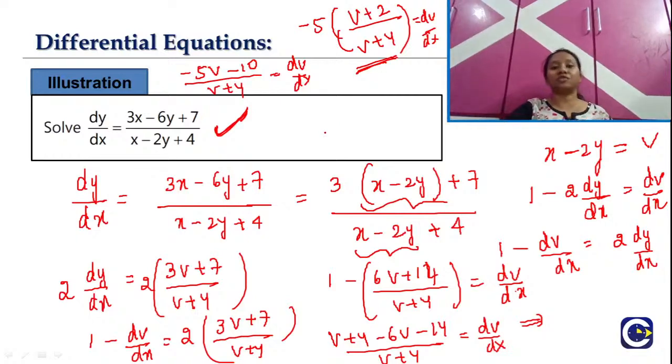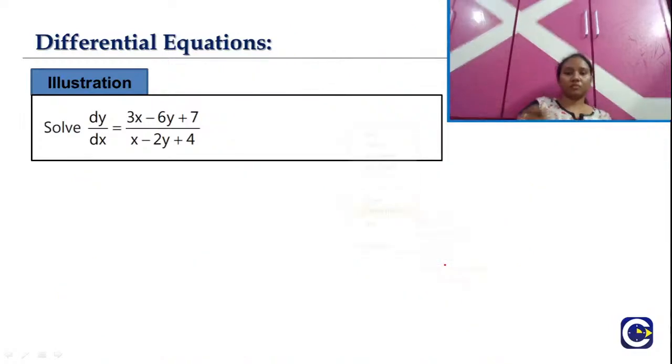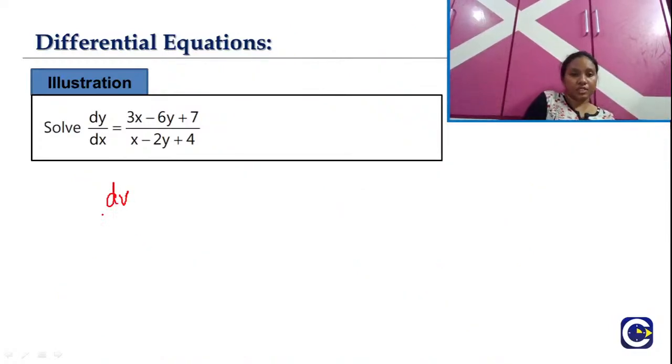So now here we have to integrate this term in order to get the solution of it, and at the end, again in place of v we can substitute x minus 2y. As usual, we will be doing the same thing from our variable separable method. So now we have to find the solution of this simplified differential equation. So the simplified differential equation will be dv by dx is equal to minus 5 (v plus 2) divided by (v plus 4).